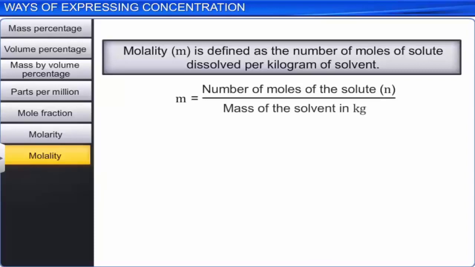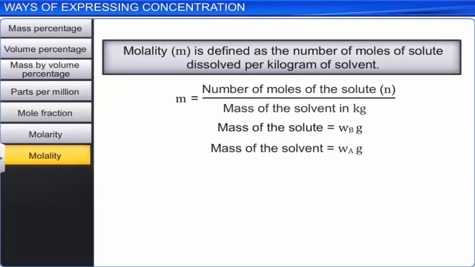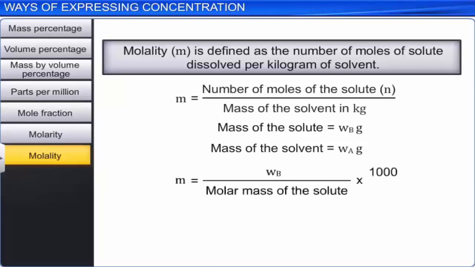If Wb grams of the solute is dissolved in Wa grams of the solvent, then the expression for molality becomes m is equal to Wb divided by the molar mass of the solute, multiplied by 1000 by Wa. Let us solve a numerical problem based on molarity and molality.